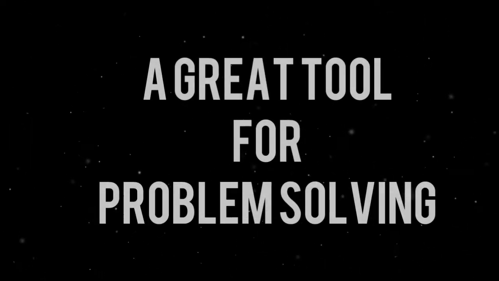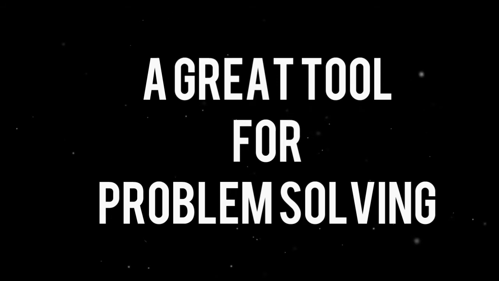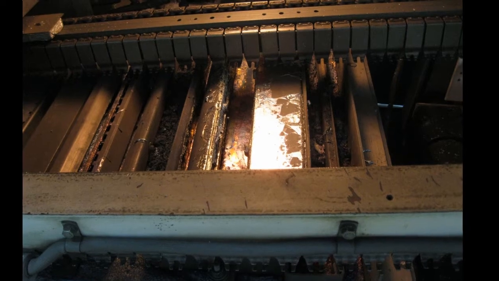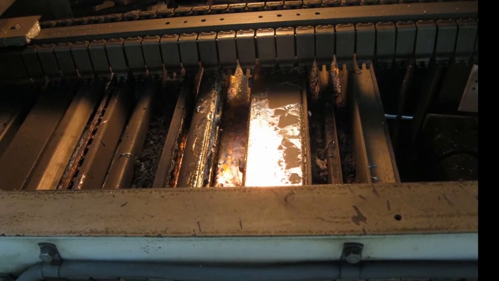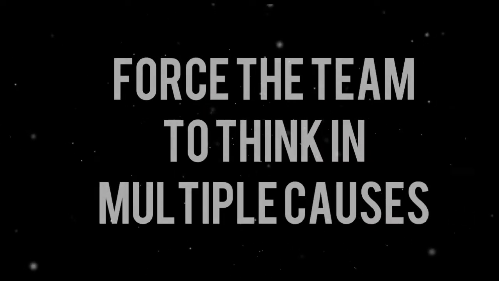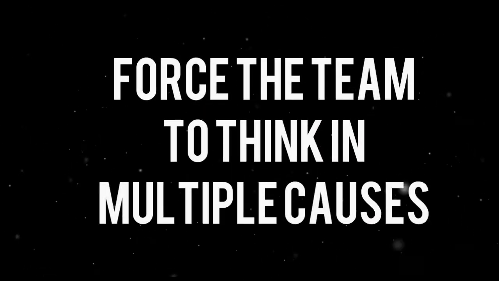This is why this tool is one of my favorites in problem solving, because what happens frequently when you are trying to solve a problem and you put together a team, if you have a very old machine, everybody wants to blame the machine and find the root cause there, and maybe it's not there. So with these 6 categories, you are forcing your team to think of all possibilities.